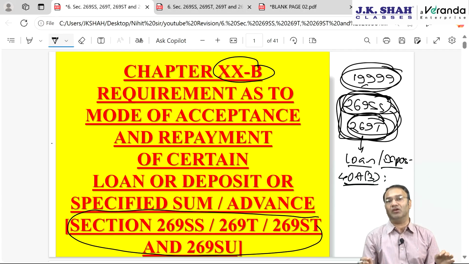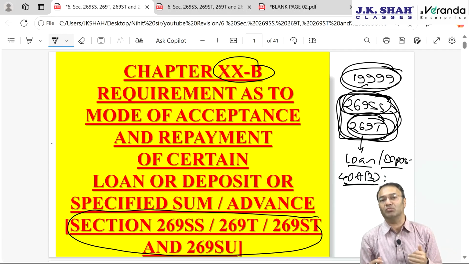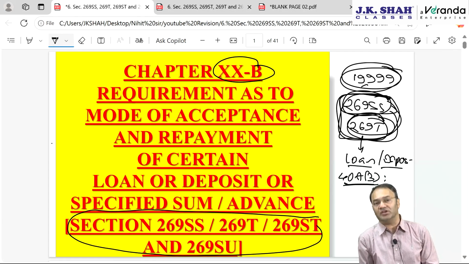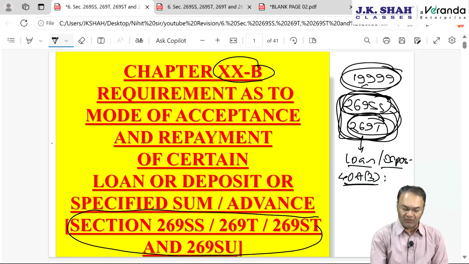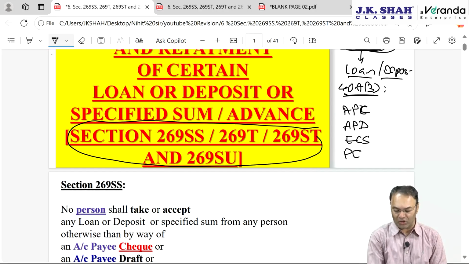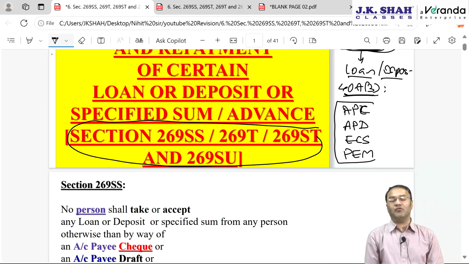It is a limit at any given point of time. If the transaction amount is 20,000 or more, it should be by way of account payee check, account payee draft, electronic clearing services (ECS) through a bank, or through prescribed electronic mode. Well, what I do is that I call them account payee check APC, account payee draft APD, electronic clearing system ECS through bank, or prescribed electronic mode, I call it PEM. If the transaction is through these 4 modes, then it's fine.